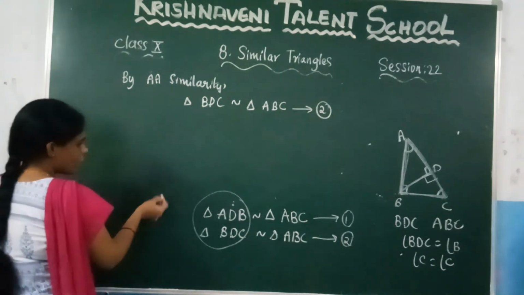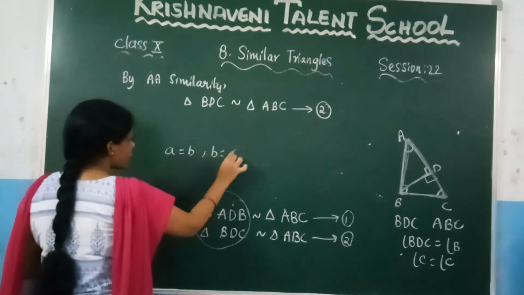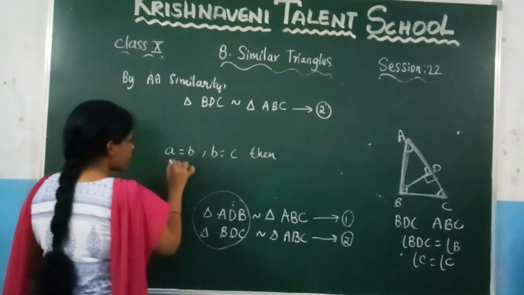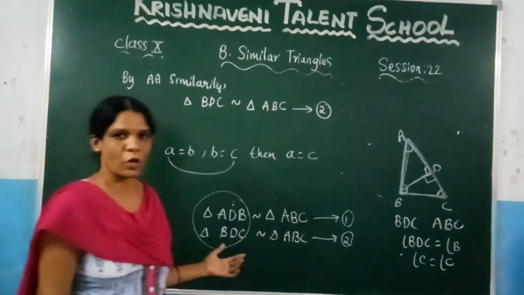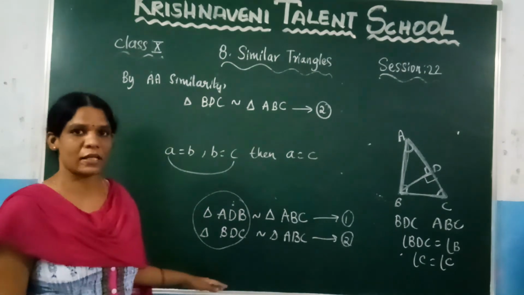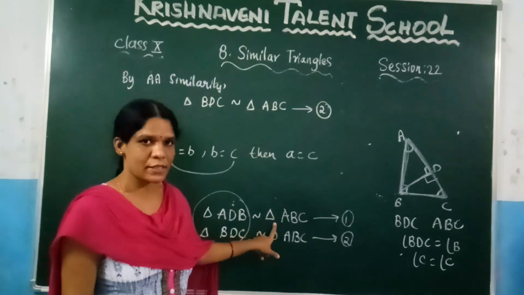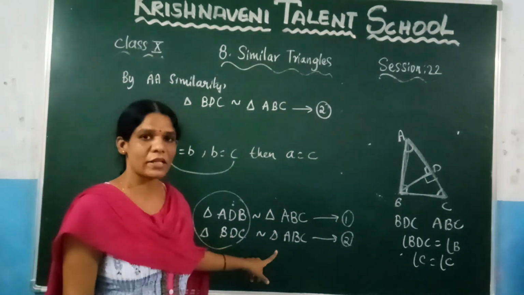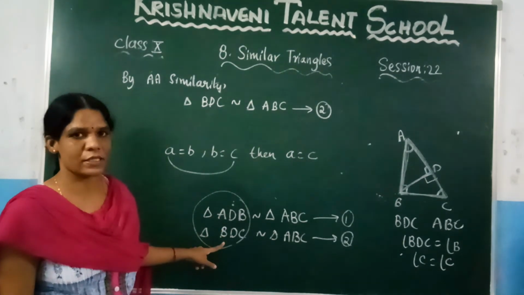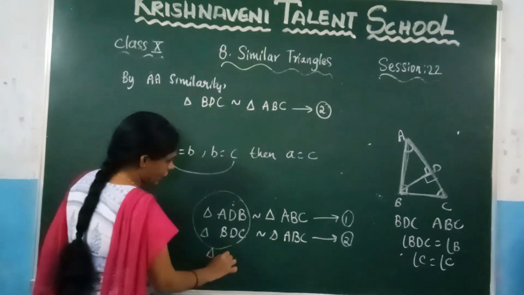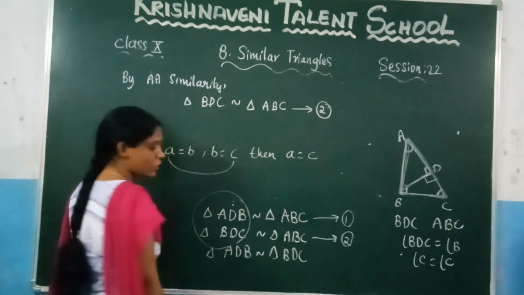You know that here, if suppose I am saying here, if A is equal to B and B is equal to C, then what we can say here? We can say it here, A is equal to C. What is this one? We call it as a transitive property, right? Based on that property here, we can conclude here, since this triangle ADB is similar to triangle ABC and triangle BDC is similar to triangle ABC, so we can say that triangle ADB is similar to triangle BDC, right? So we got it here, triangle ADB is similar to triangle BDC. This is what we need to prove.